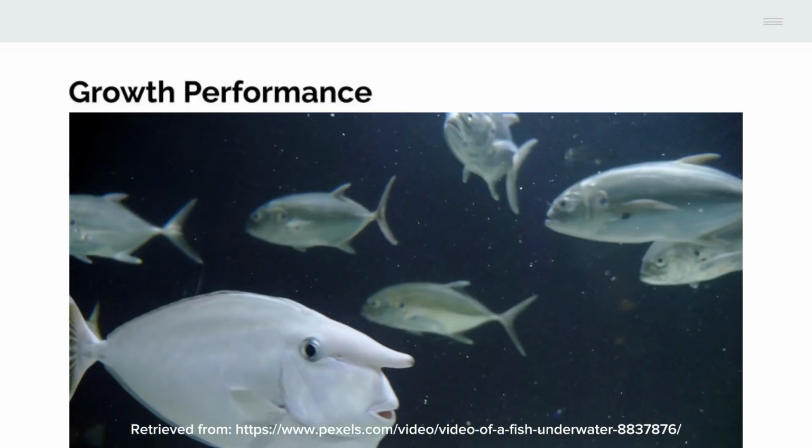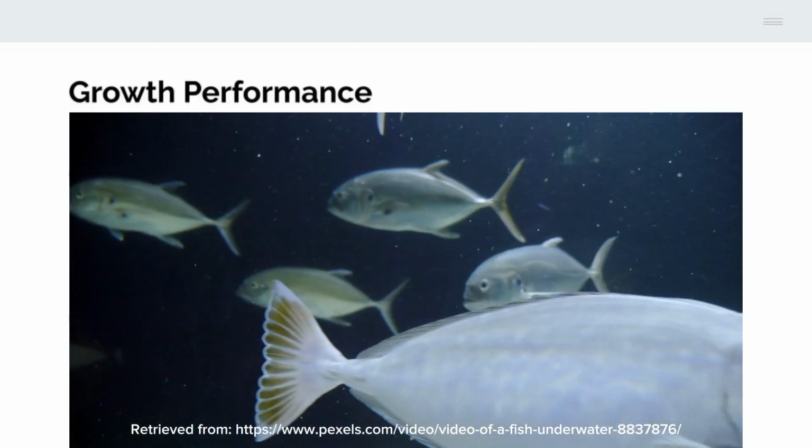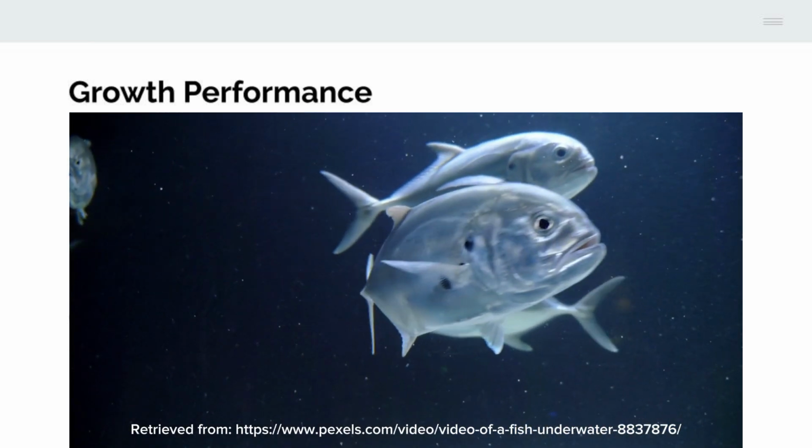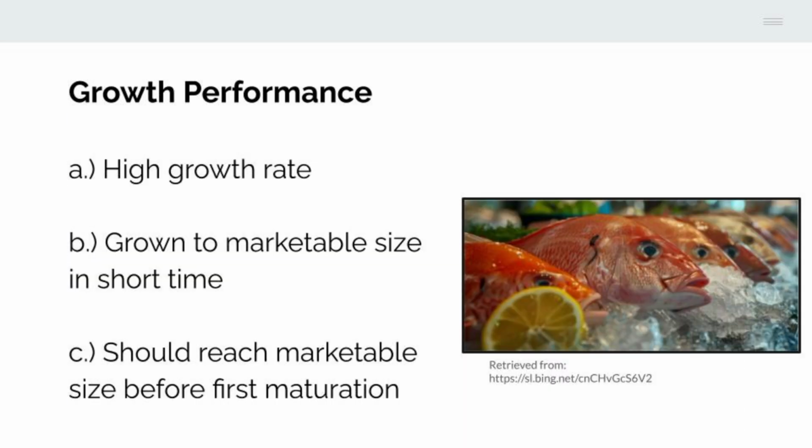Growth performance is a crucial factor in aquaculture because it directly affects production efficiency and profitability. Let's break down the key aspects. First is high growth rate. Fish species with naturally fast growth rates reach harvest size quicker, reducing production time and cost. Next, growing to marketable size in a short time. The selected species should be able to grow to a desirable size within a short culture period to maximize profits and meet market demand efficiently.